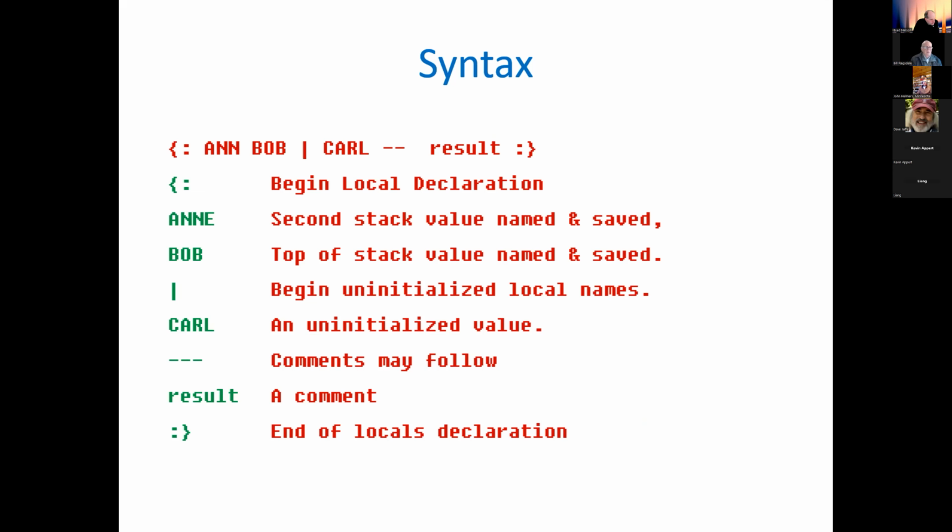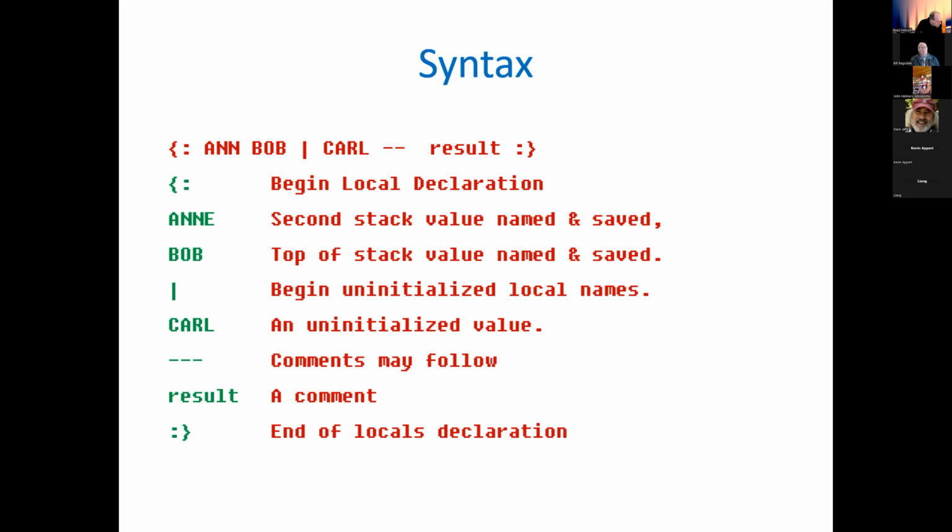The words Ann and Bob are declared local variables. The stick character in the middle is a separator. I'll come back to that in a moment. Then Carl is another local variable. The double dashes say that all the following is a comment, which is optional. And then the colon right curly brace is the end of the syntax.